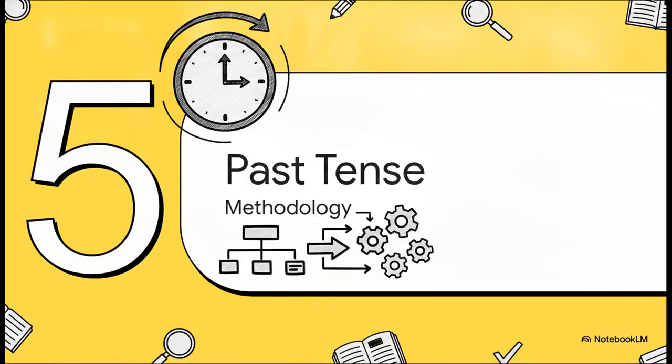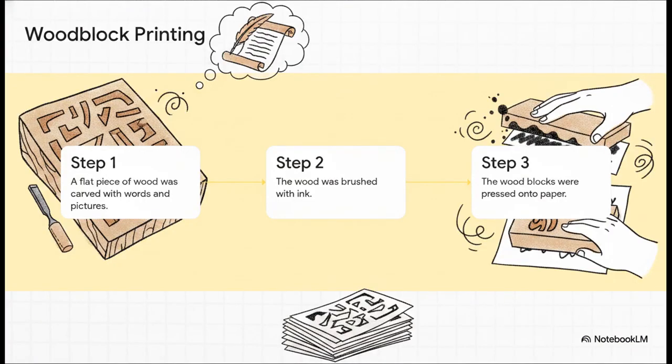Section 5. Past tense for methodology. When you sit down to write your own methodology section, you're essentially acting as a historian of your own study. Take a look at how the early printing process is described in our source text. Step 1. A flat piece of wood was carved with words and pictures. Step 2. The wood was brushed with ink. Step 3. The wood blocks were pressed onto paper.